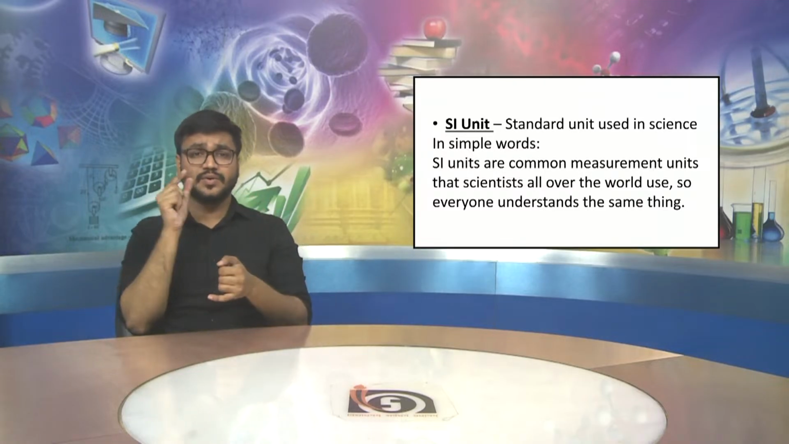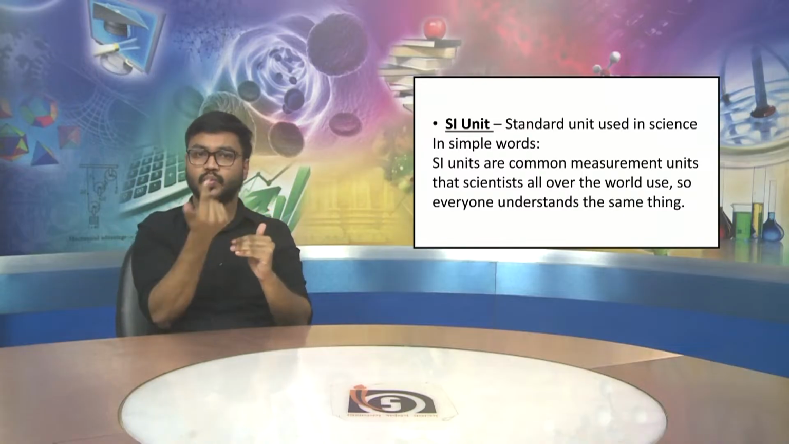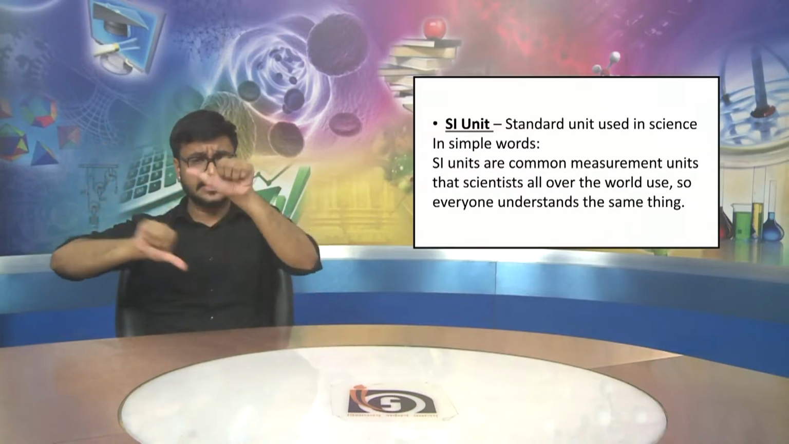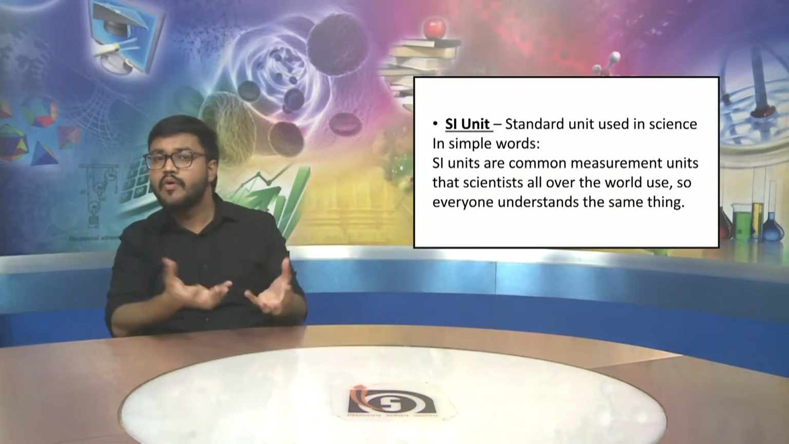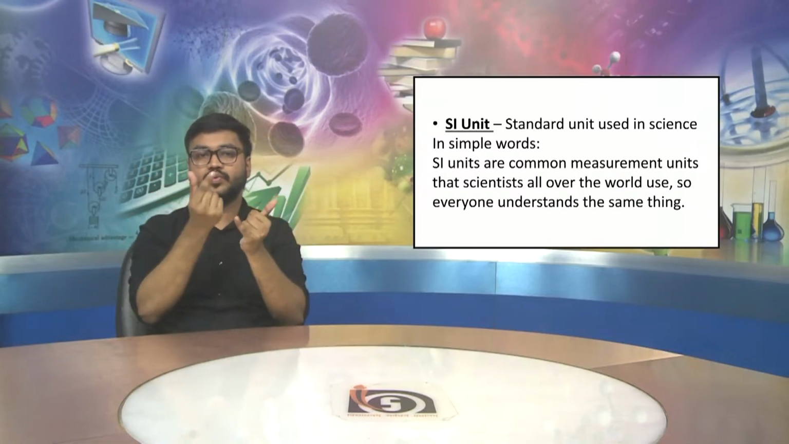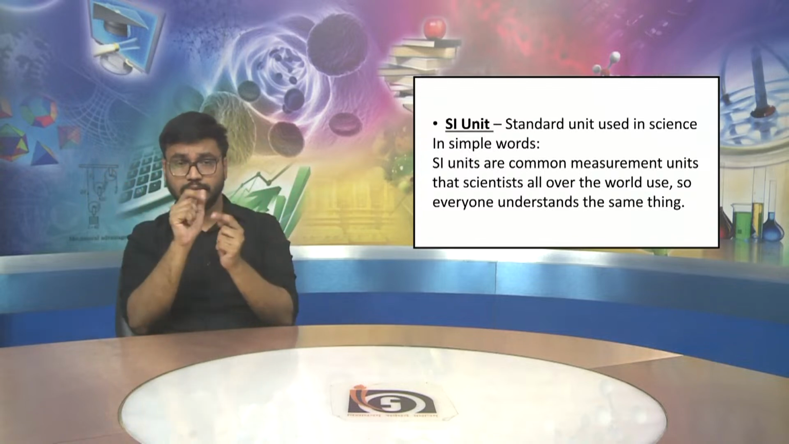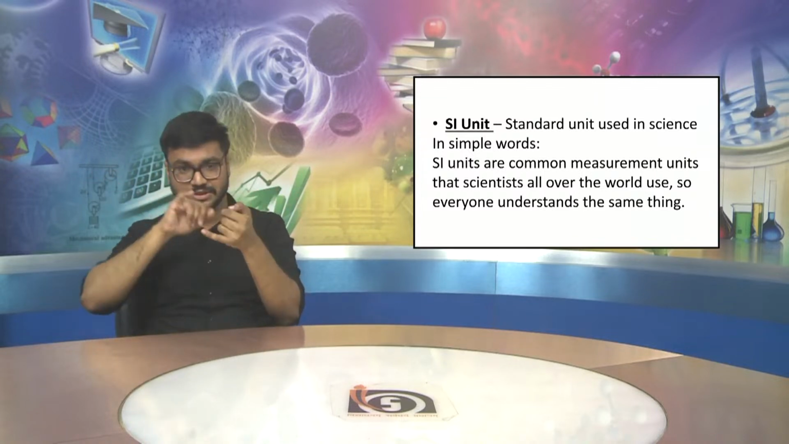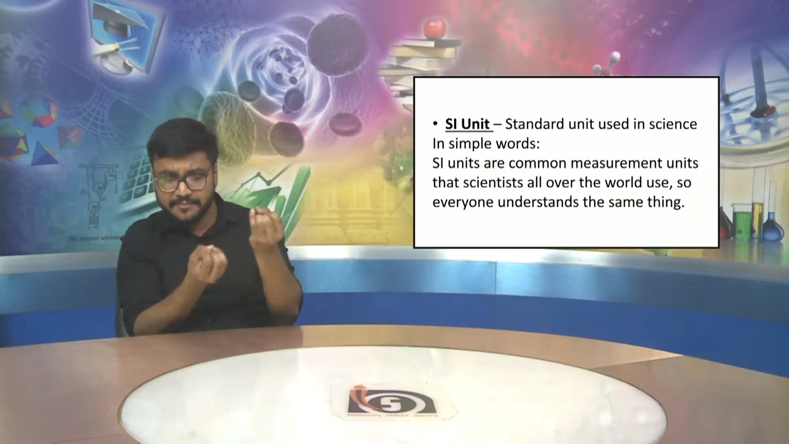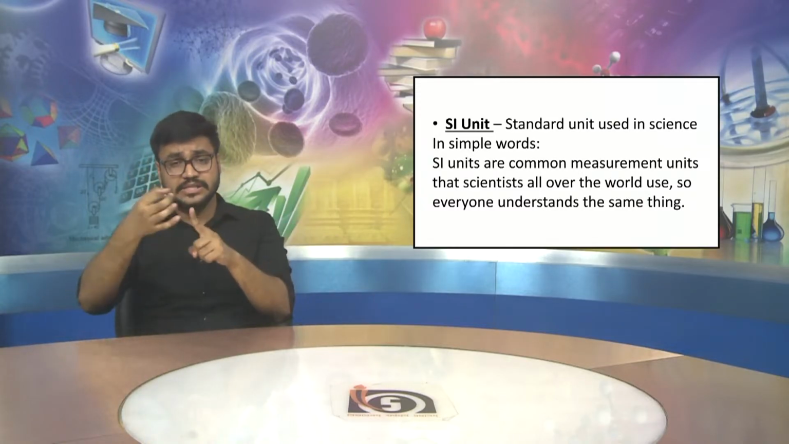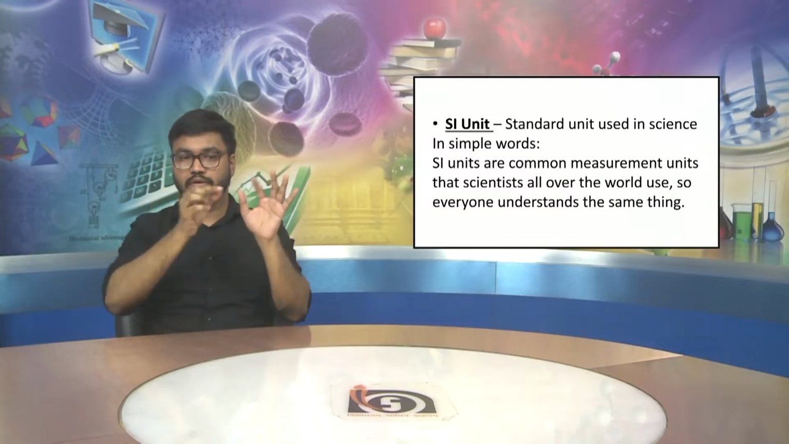Next is SI unit. SI means standard unit. It is used in science to calculate something. In simple words, SI units are common measurement units that scientists all over the world use. So everyone understands the same thing at once.